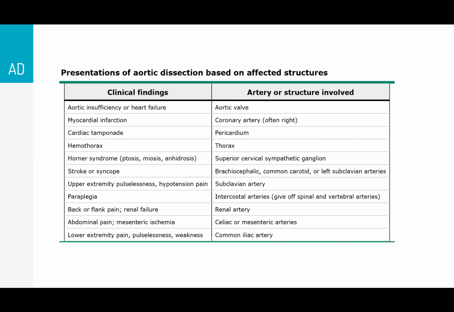This is also a table that relates clinical findings with the structures involved in aortic dissection. So in patients with aortic insufficiency or heart failure, usually the affected structure is the aortic valve. Myocardial infarction, the affected structure is the coronary artery, which is often, as we said, the right coronary artery. Cardiac tamponade, the pericardium, and so on. Like you have here Horner syndrome, which is because of the superior cervical sympathetic ganglion near the aorta.